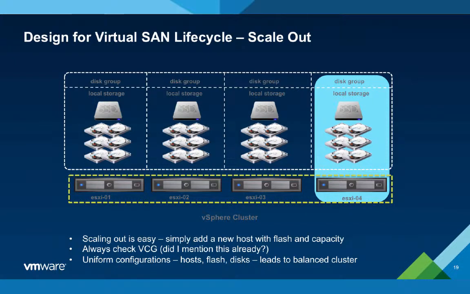On the other hand, we have scale out. Scale out's relatively straightforward because all we're doing is adding additional nodes inside of the cluster. And now with vSphere 6, we can go up to 64. So we certainly don't have a shortage of nodes that we can add in.